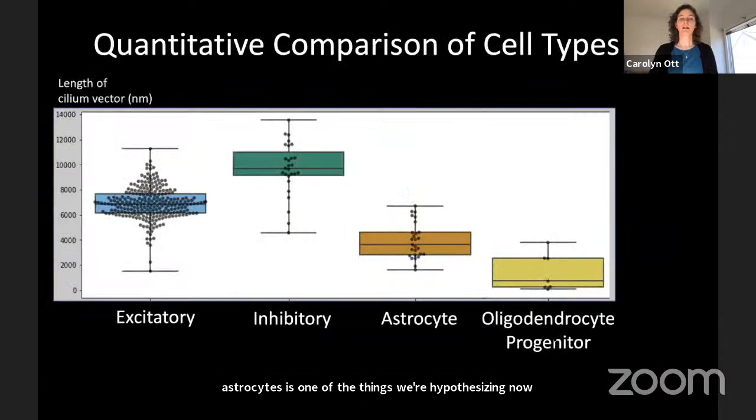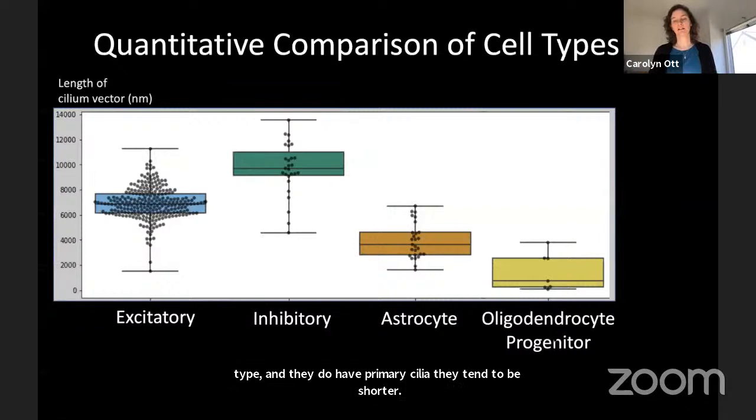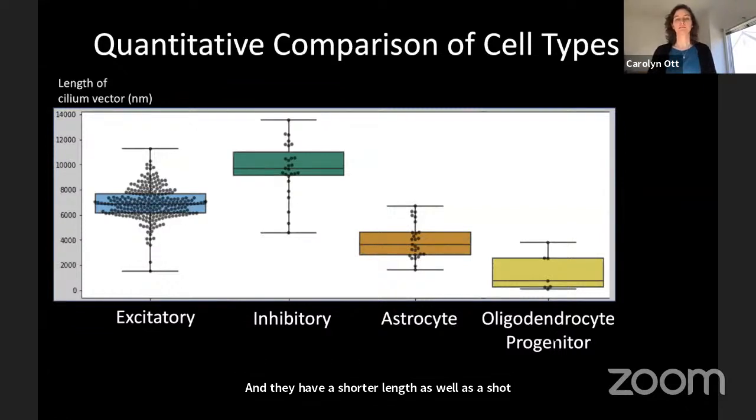Now, if we bring the OPC cells into the equation, JoAnn mentioned that this is a specialized glial cell type, and they do have primary cilia. They tend to be shorter. They have a shorter length as well as a shorter vector. And there are some really fascinating things about the primary cilia and the OPC cells. I want to show you here.